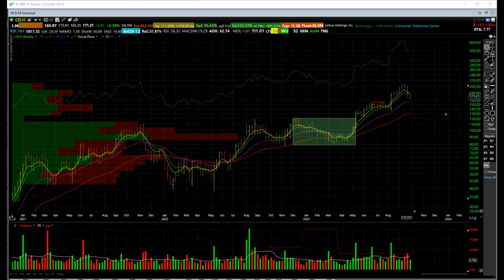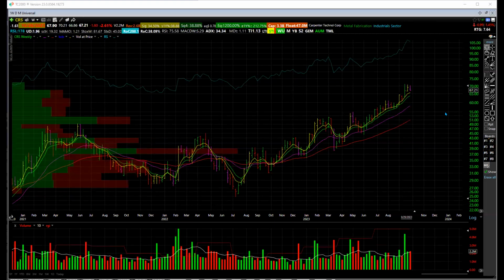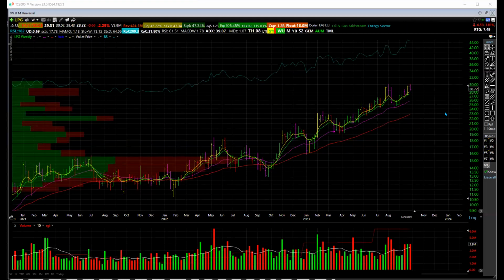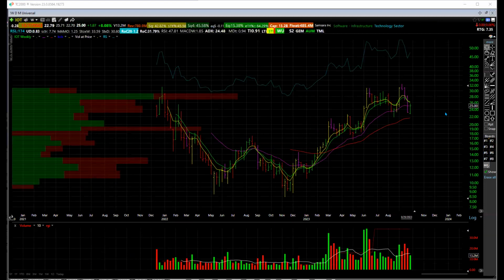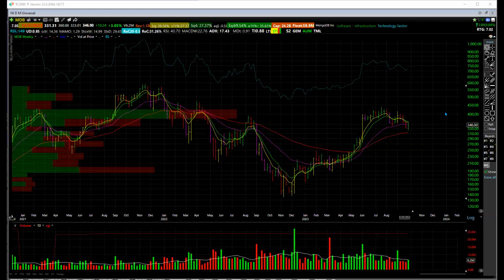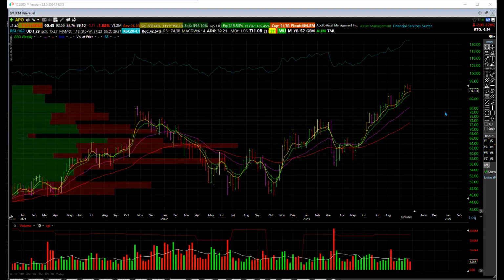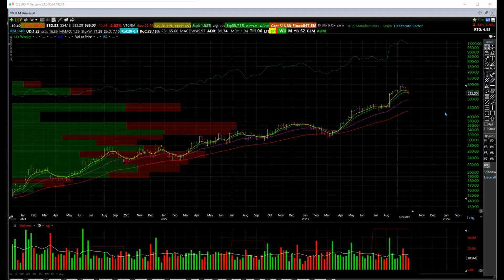Celsius Holdings, back in. Here's a nice little base. This one potentially is also basing. A little scrappy, but a recent IPO. This one's looking a little weak at this stage, but technically it is basing. It's too early on, maybe a later base.